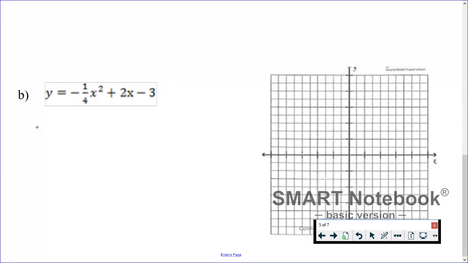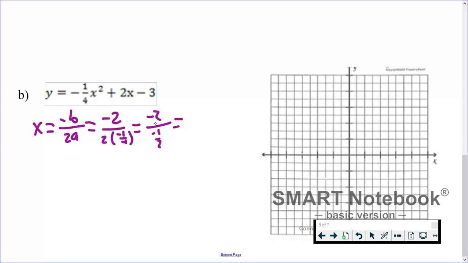All right, so again, I'm just going to use the same formula. X is equal to the opposite of b over 2a. In this case, b is 2, so the opposite of that would be negative 2. A is negative 1/4, so 2 times negative 1/4 will go in the denominator. You end up with negative 2 over 2 times negative 1/4, which is negative 1/2. Negative 2 divided by negative 1/2 is like saying negative 2 times negative 2, so the answer would be 4. So the axis of symmetry would be going through 4.